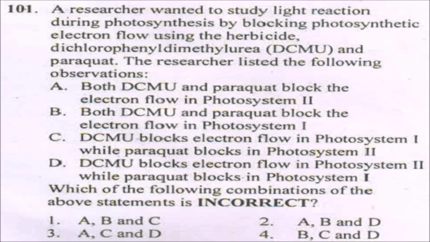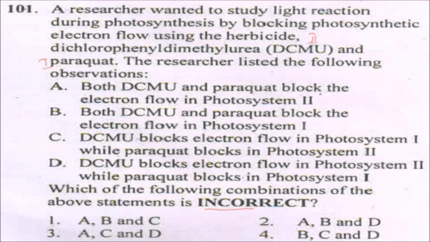The first question is, researchers wanted to study light reaction during photosynthesis by blocking photosynthetic electron flow using the herbicides dichlorophenyl dimethylurea and paraquat. The researcher listed the following observations, and we have to find out the incorrect statement from the four statements. Before reading these statements, I must say that DCMU basically blocks the pigment system 2 and paraquat blocks pigment system 1. So start reading these options.